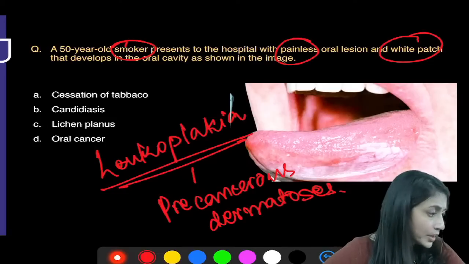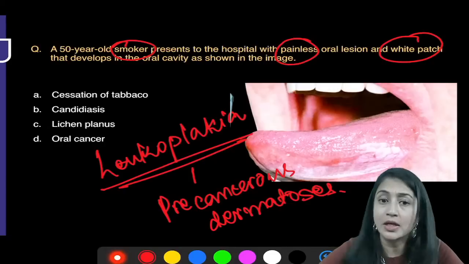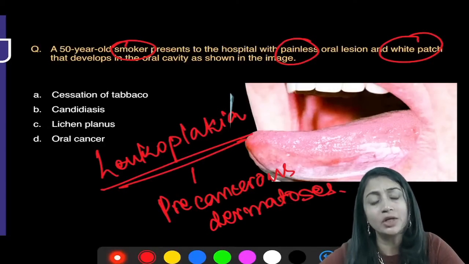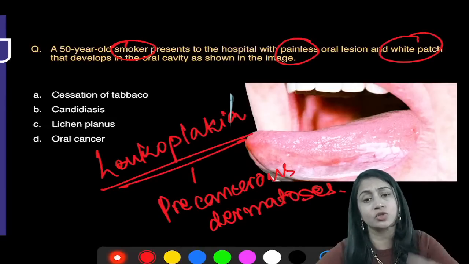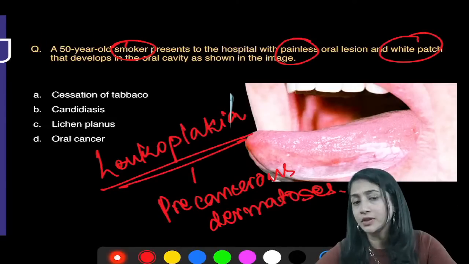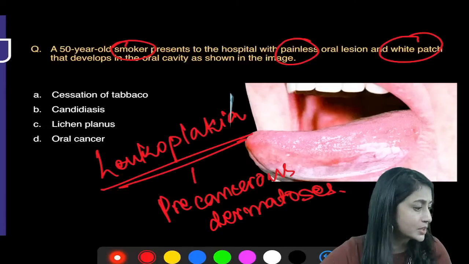Somebody has mentioned erythroplakia is the maximum risk. Yes, erythroplakia or erythroleukoplakia or leukoplakia are all forms of precancerous oral lesions, and if they were there in the options, you can mark that as the answer.